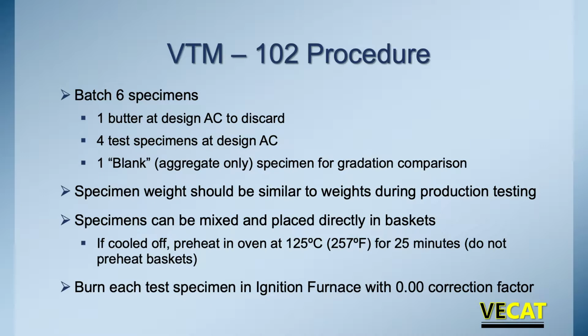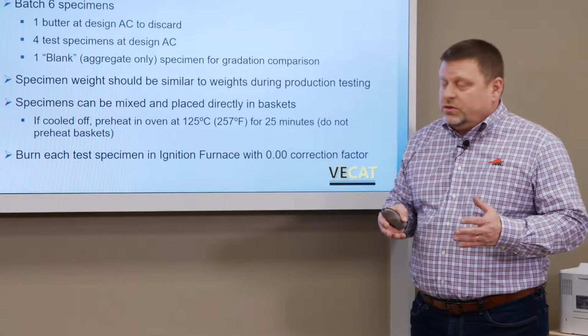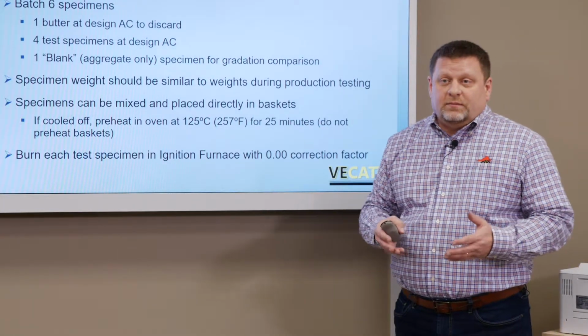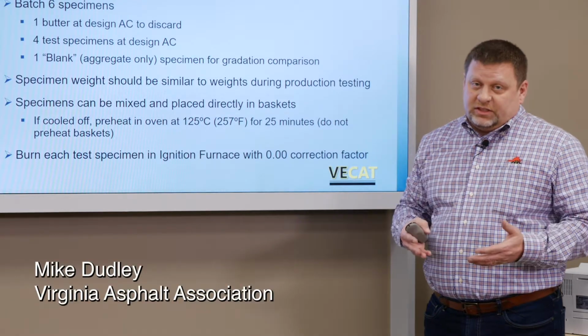All right, I think I've mentioned it already, but I'll say it again. Specimen weights for these target correction factor samples should be similar to what we're going to separate and do during production for the year. Specimens can be mixed and placed directly into baskets. That is an option for us if we chose to do that. It's not required. You can also mix them and put them in a pan. You do not have to oven condition these samples.